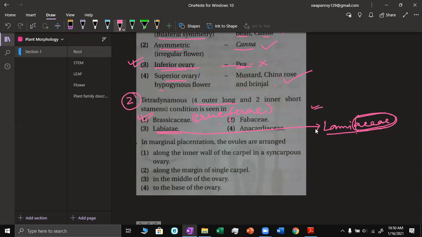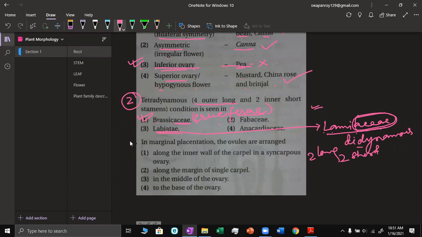Labiatae is the old name, not ending with -aceae, so the new name Lamiaceae has been given. The earlier name of Brassicaceae was Cruciferae, not ending with -aceae, which is why it was renamed Brassicaceae. Here it is didynamous: two long, two short.